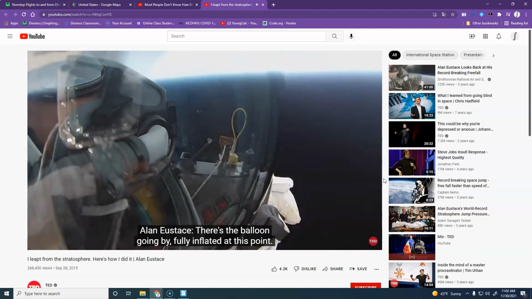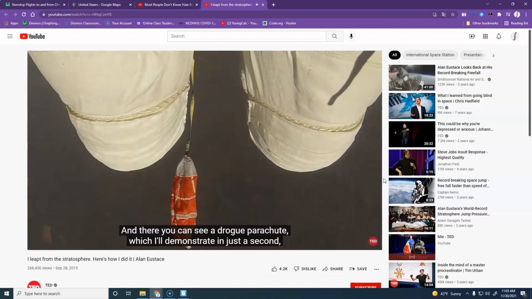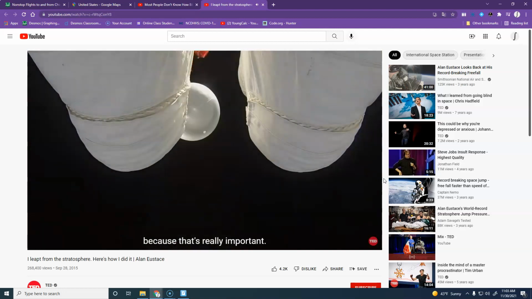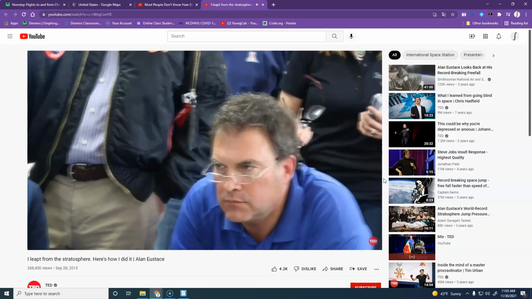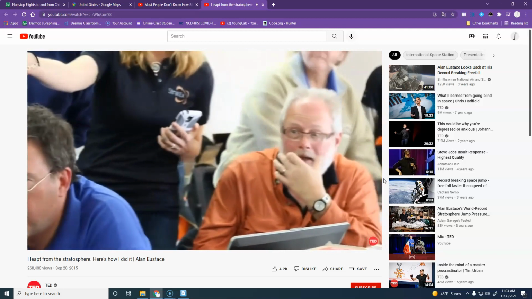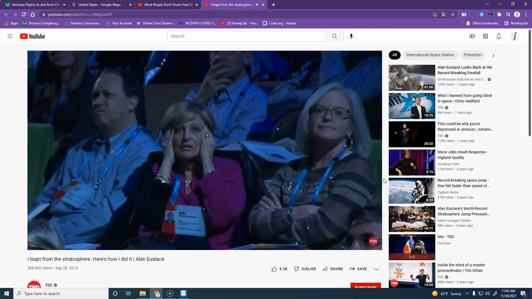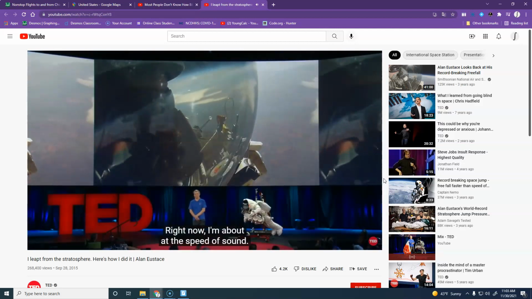There's a balloon going by, fully inflated at this point. And there you can see a drogue parachute, which I'll demonstrate in just a second because that's really important. There's the balloon going by a second time. His jump footage is not nearly as good. Right now I'm about at the speed of sound.